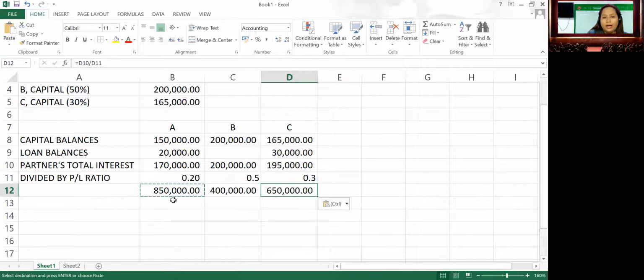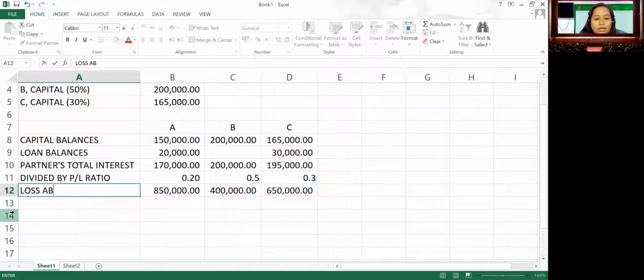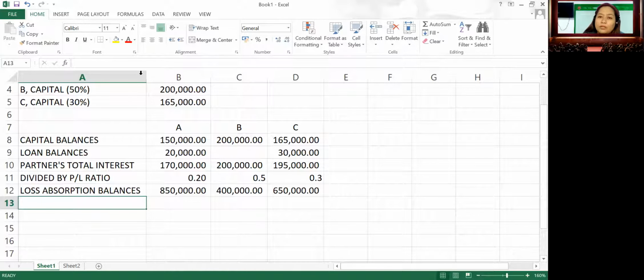Okay. Yung 850, 400, and 650, anong tawag sa kanila? Ito yung loss absorption balances. Okay. Ano po yung ibig sabihin ng loss absorption balances? That is the maximum balance ng kayang i-absorb ng bawat partner. The higher the loss absorption balance, mas vulnerable siya to losses.